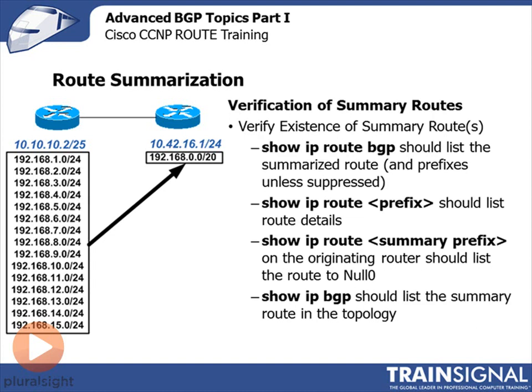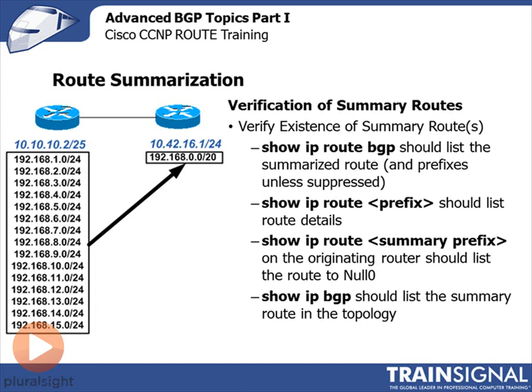You have a number of different commands at your disposal to be able to verify successful configuration of your BGP route summarization. First, show ip route bgp. Remember, this is the show ip route command with the BGP qualifier, so it'll list only the BGP routes. Remember that eBGP routes will have an administrative distance of 20 by default. iBGP routes by default will have an administrative distance of 200. This is just another loop prevention mechanism. It will show all of the routes unless they've been suppressed. That's the aggregate address summary only command.